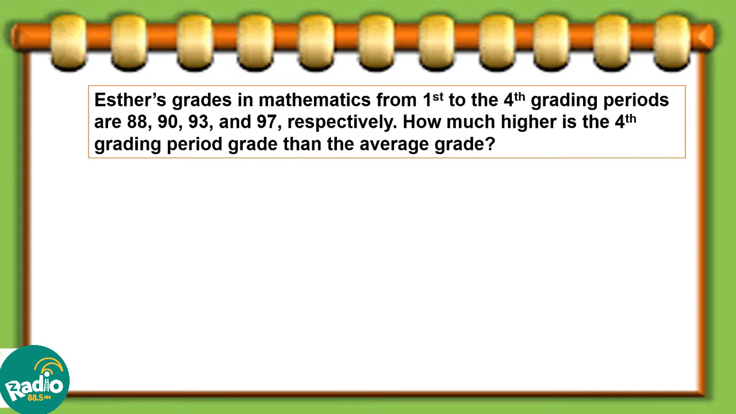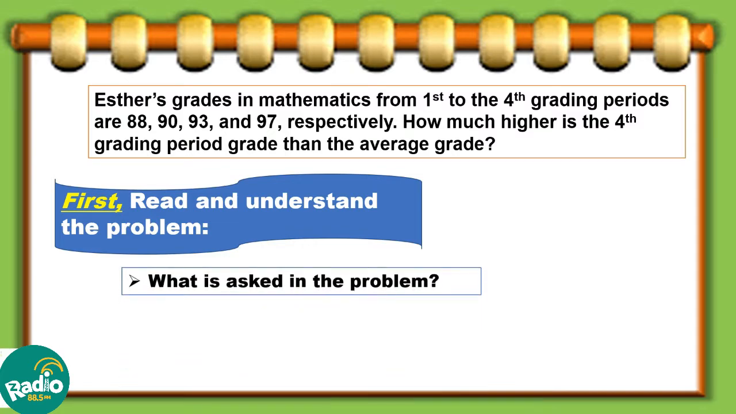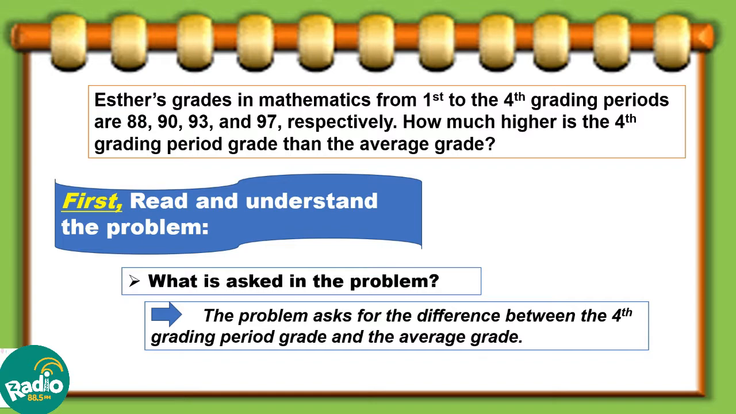Ivy's grades in mathematics from the 1st to 4th grading periods are 88, 90, 93, and 97 respectively. How much higher is the 4th grading period grade than the average grade? First, read and understand the problem. Now let us find what is asked in the problem. Alright, the problem asks for the difference between the 4th grading period grade and the average grade.